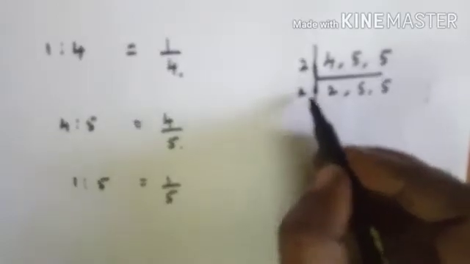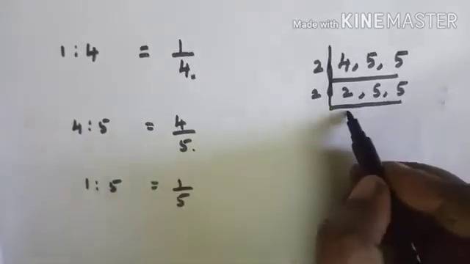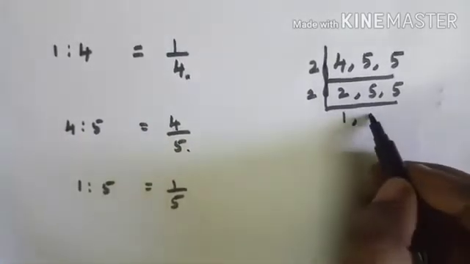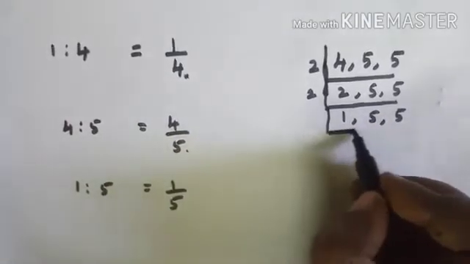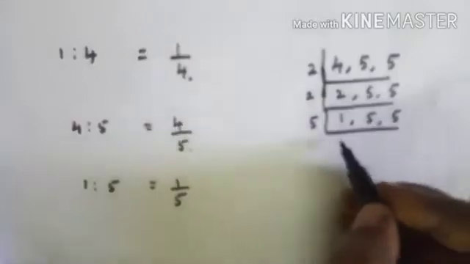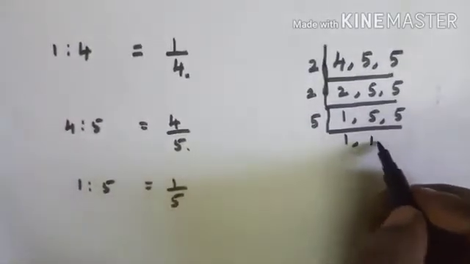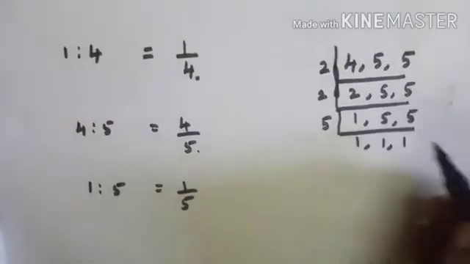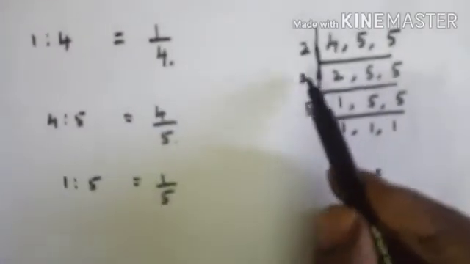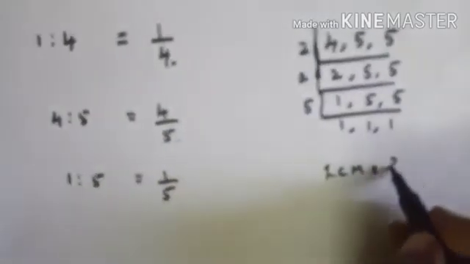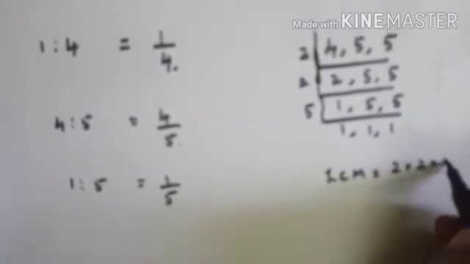Next you see 2 table we can take here. So 1 2 is 2. Here we write the 5 as it is. Next we can take 5 table. 1 5 is 5, 1 5 is 5. The LCM equals 2 into 2 into 5.